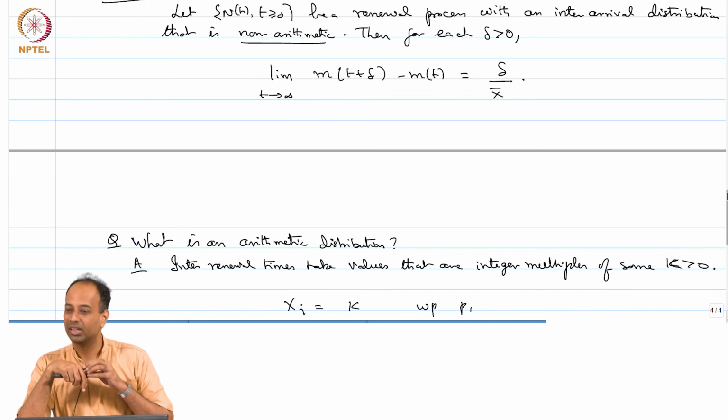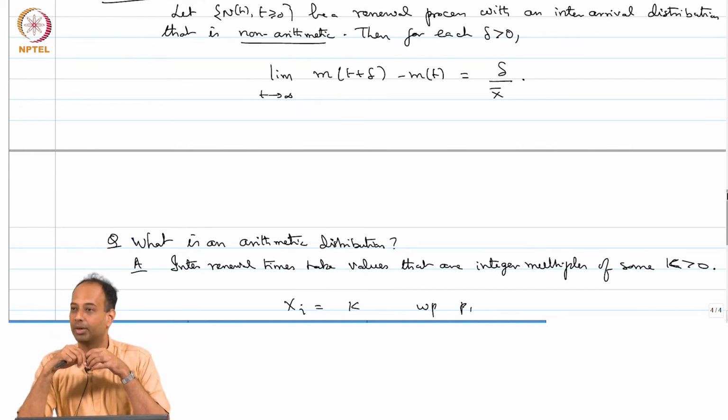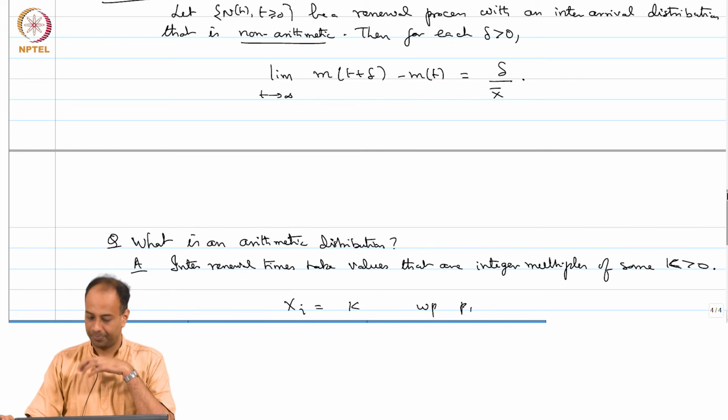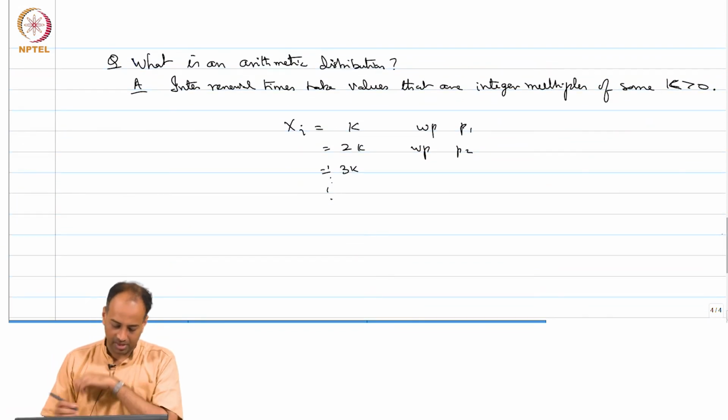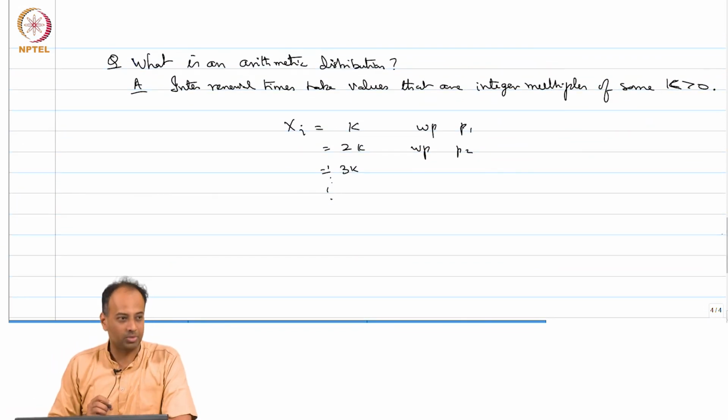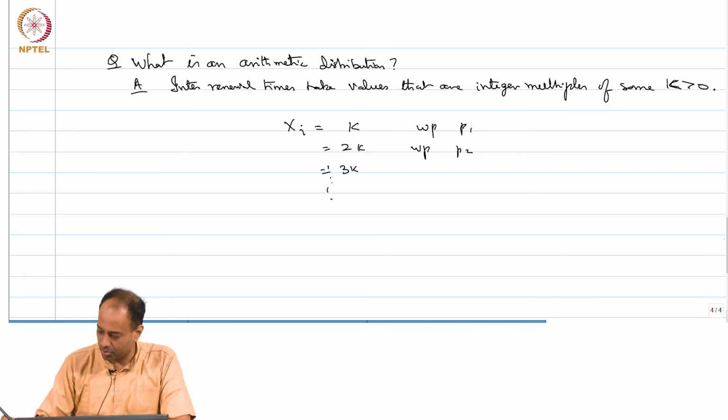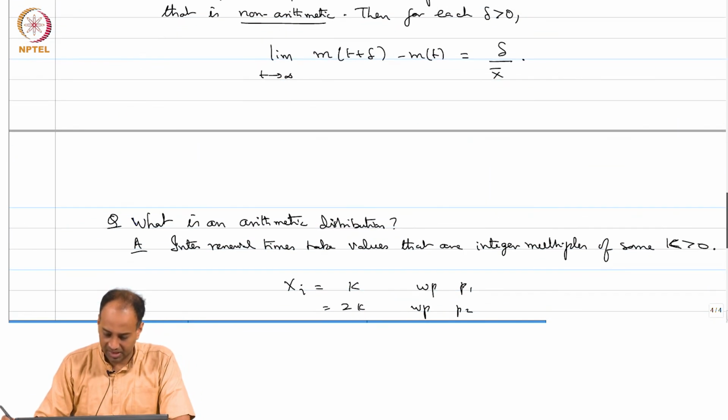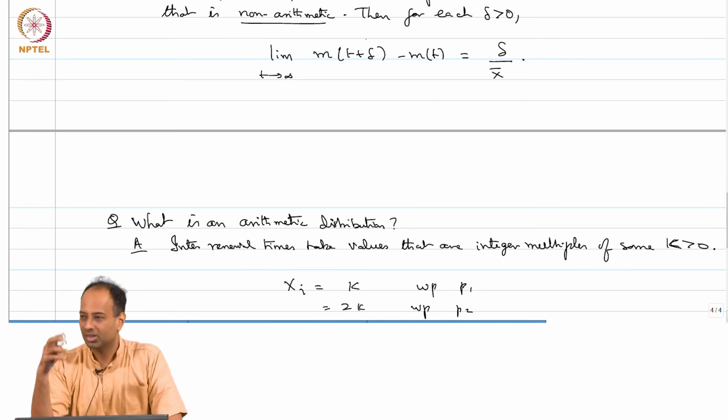then asymptotically the expected number of renewals in t plus delta is delta by x bar. Okay. That is what Blackwell's theorem says. Okay. There is also Blackwell's theorem for arithmetic distributions. For arithmetic distributions, what you want is that this delta should be some multiple of this kappa. Okay.